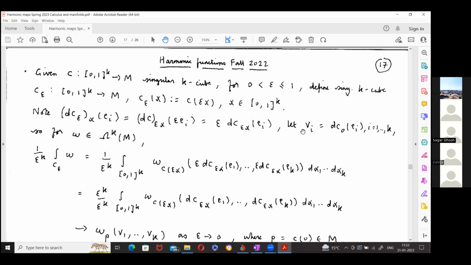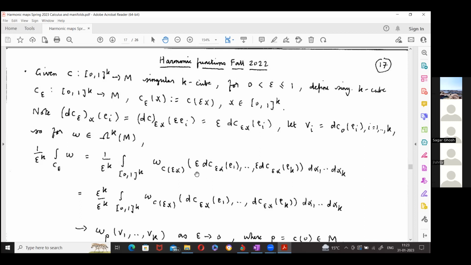Okay. So now let VI be dc at 0 applied to EI. If I look at the integral of omega over C epsilon, and I divide by epsilon to the k, then what is this? This is 1 over epsilon to the k, the integral over [0,1] to the k, and then I have to take omega at C epsilon of x applied to dc epsilon at x of EI, where i goes from 1 to k. So that will be epsilon dc epsilon x E1 up to epsilon dc epsilon x EK, right?